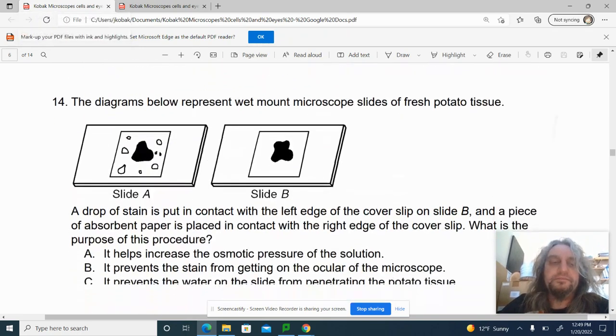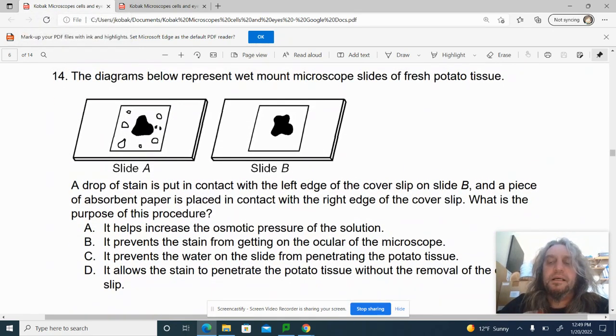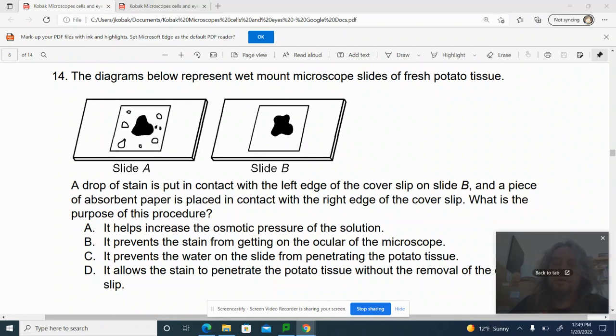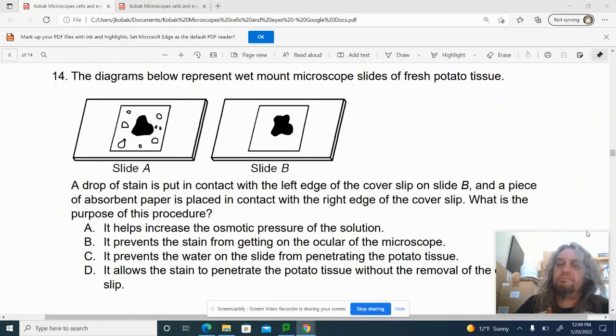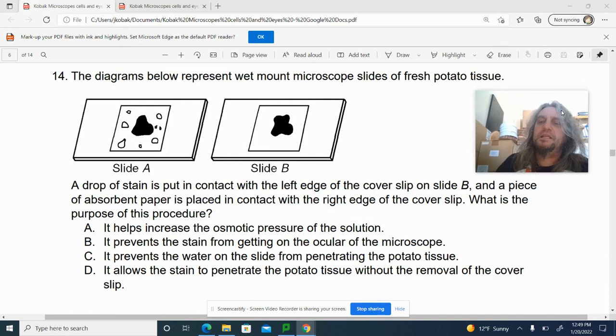Question 14. The diagrams below represent wet mount microscope slides of fresh potato tissue. A drop of stain is put in contact with the left edge of the cover slip on slide B, and a piece of absorbent paper is placed in contact with the right edge of the cover slip. What is the purpose of this procedure?